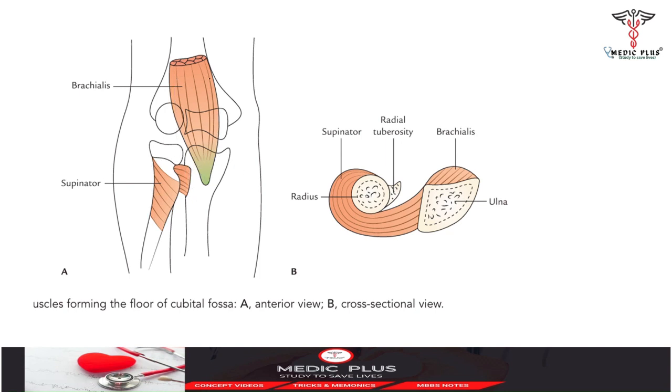Now identify where the cubital fossa is. This is the cubital fossa. The line joining the medial and lateral epicondyles forms the base. And now this forms the cubital fossa.